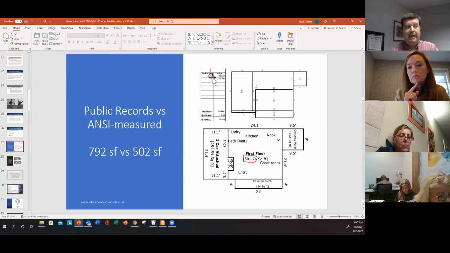Because I really thought, hey, what I could do is maybe send out a letter and let everybody know you're being over-assessed because of your square footage. You don't have 1,300 square feet, you have 1,000. Let me measure your home and you can appeal your taxes.